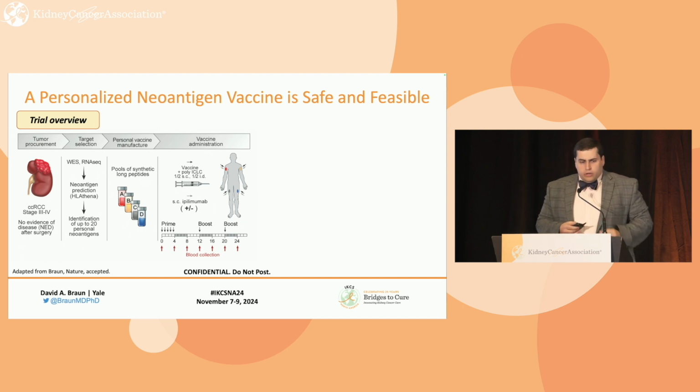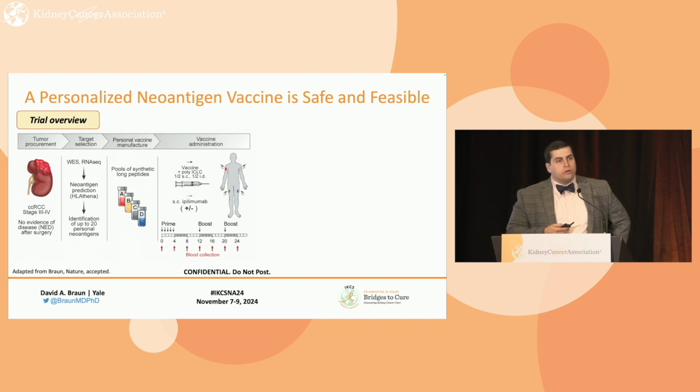So the first question really was, can we actually do this effectively? Kidney cancer has a very modest mutation burden. It's not melanoma.